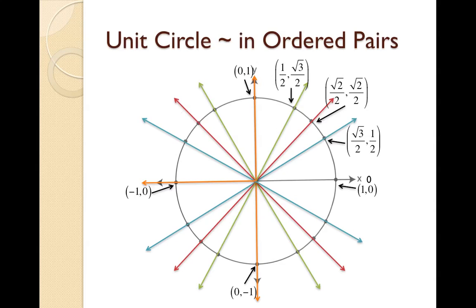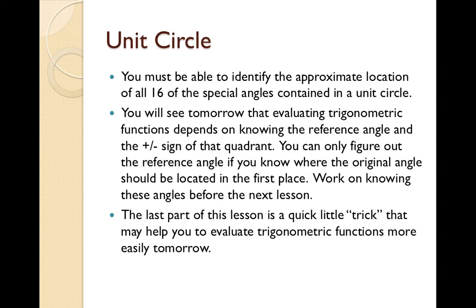So you should have filled this information in on your notes page with the unit circle that's given to you. If you didn't get it all down, rewind, go back, take a look at it, make sure it's all filled in, because you're going to need this information for not only tomorrow's class, but for all of the lessons coming up yet in this chapter. So you must be able to identify the approximate location of all 16 of these special angles that we've just shown you on the unit circle.